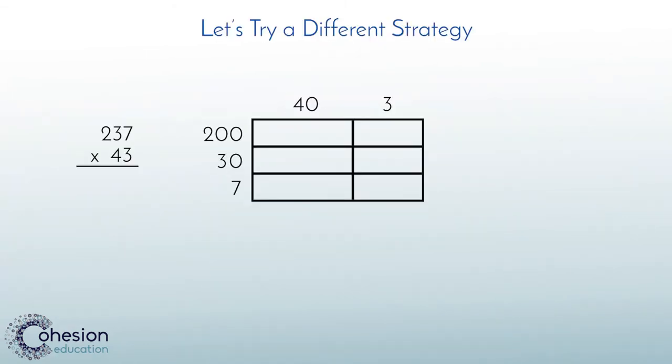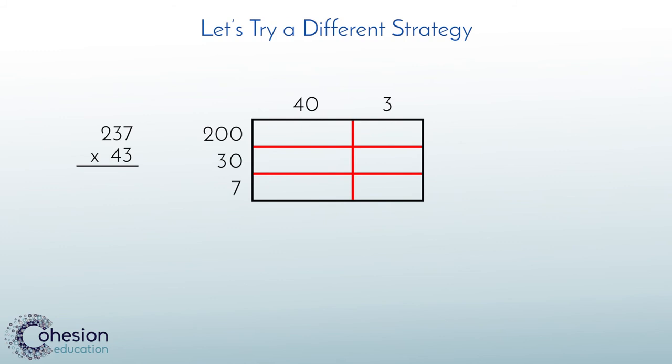may be familiar with. In our model, we will show the first number in our multiplication problem, 237, broken up by place value on the vertical side of the model. The number is split into 200, 30, and 7. On the horizontal side of the model, you will notice we have broken up the second number, 43, into 40 and 3. We will make boxes in the model to indicate the product of each of these numbers multiplied together.